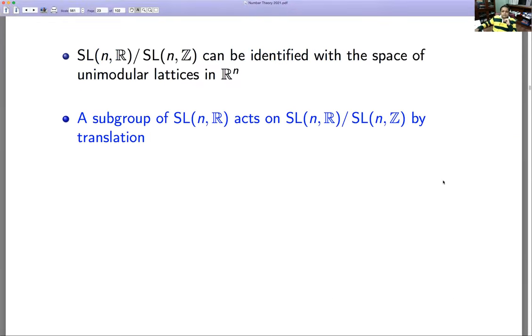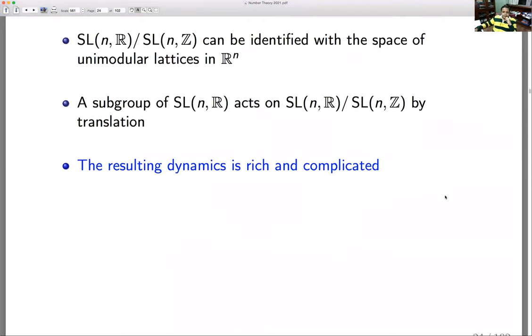All right, so what is the dynamics? So essentially the dynamics is just action by translation of subgroups of SL_n(R) on this quotient. Okay, so it's easy to describe, it's algebraic, but it's surprisingly rich and complicated.